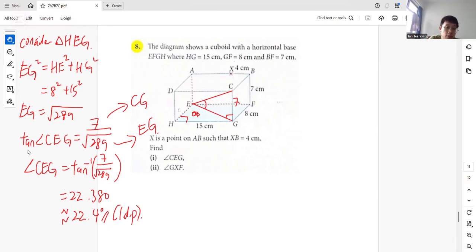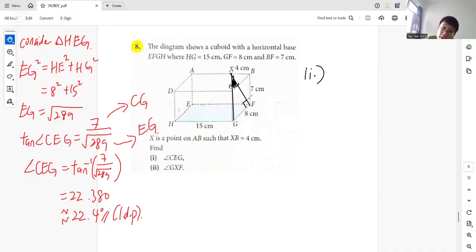All right. Okay, so let's move on to part 2. They want us to find angle GXF. So let me erase the drawing that I have inside. So they want GXF. So G is here, XF. Definitely this is another right angle triangle over here. So we need to find out what our XF is first, because they want this angle over here, GXF.